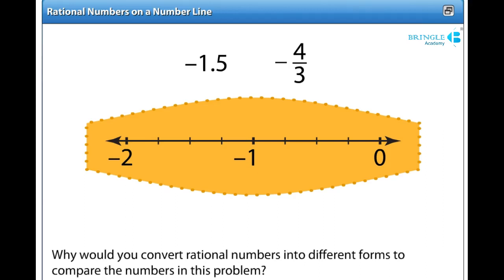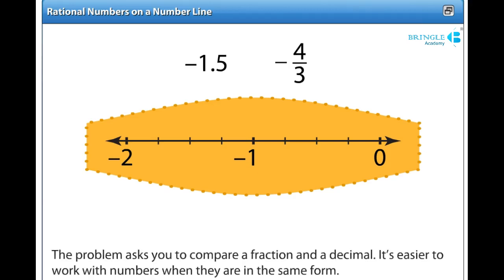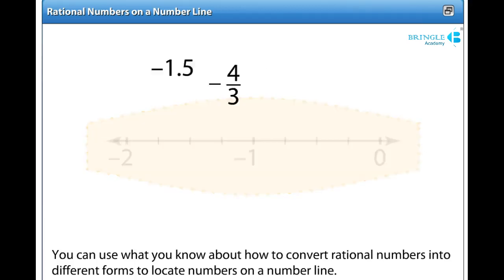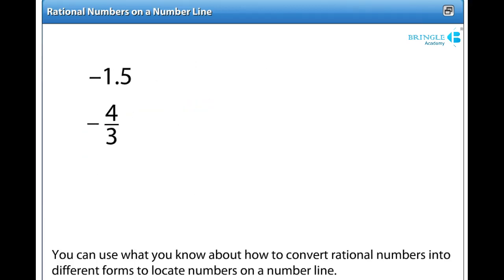Why would you convert rational numbers into different forms to compare the numbers in this problem? The problem asks you to compare a fraction and a decimal. It's easier to work with numbers when they are in the same form. You can use what you know about how to convert rational numbers into different forms to locate numbers on a number line.